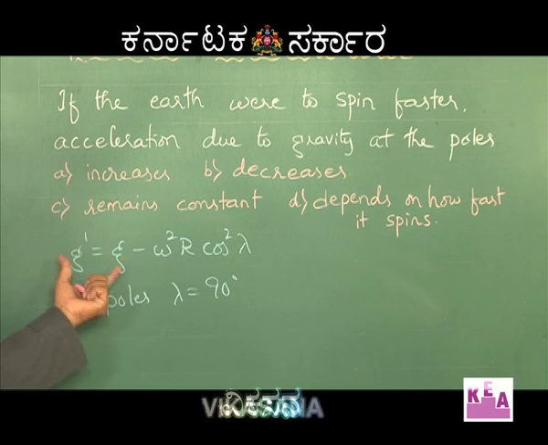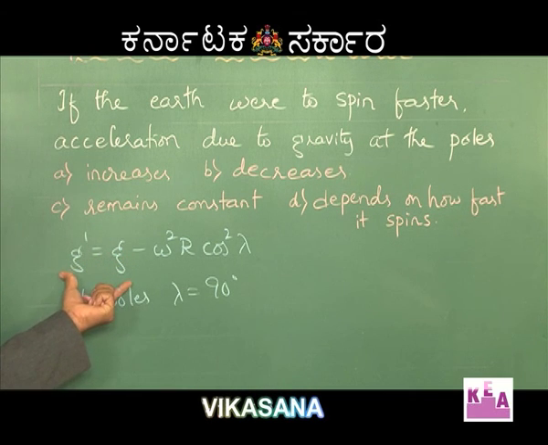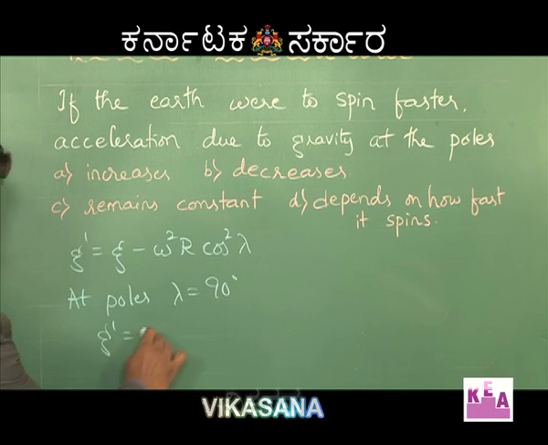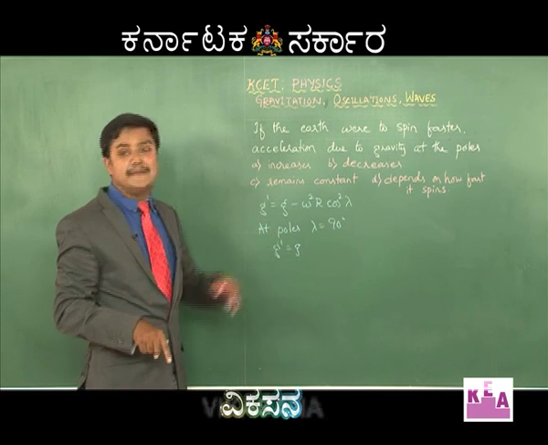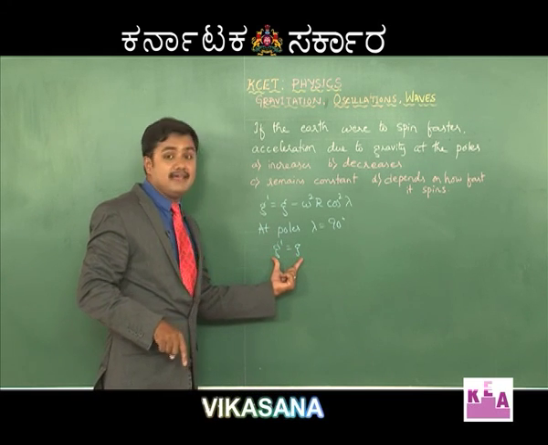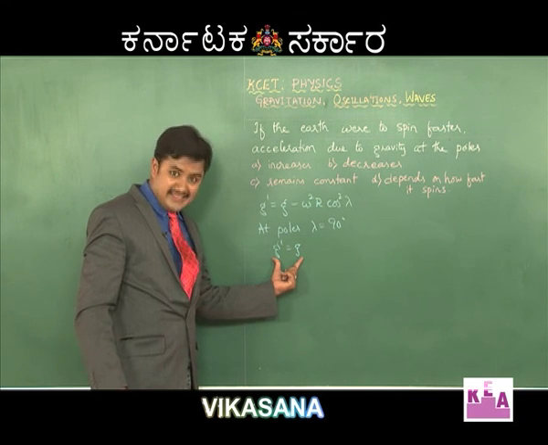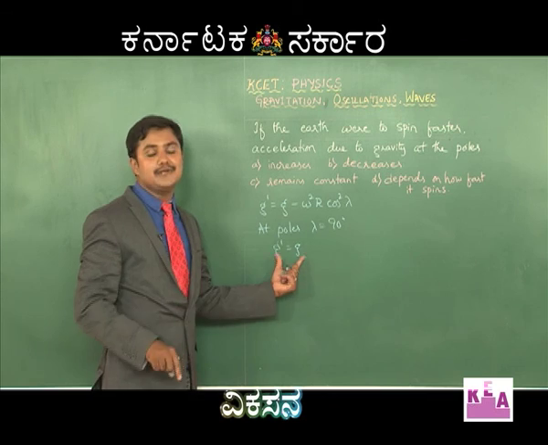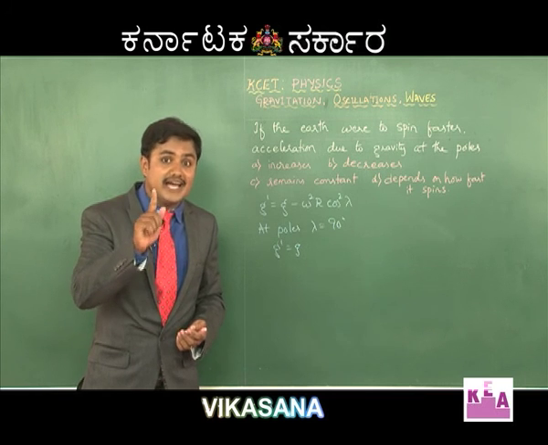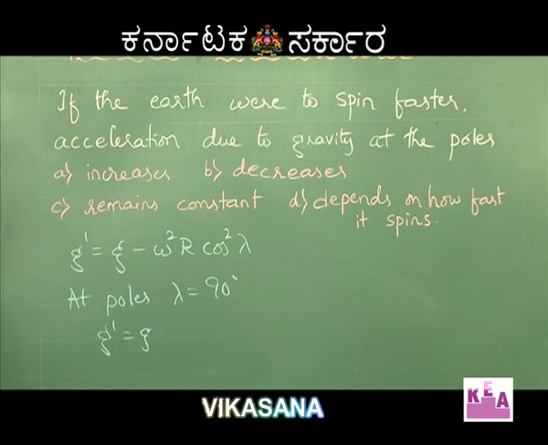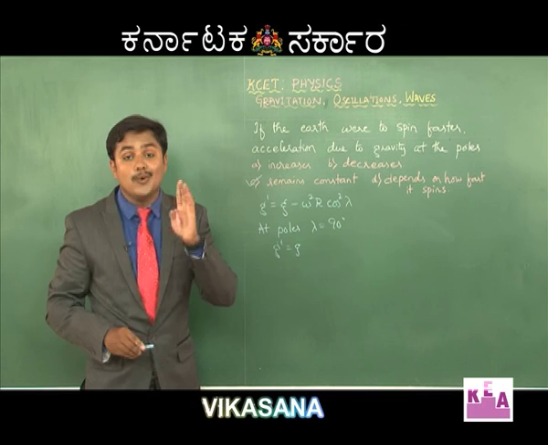Students are supposed to know the value of g at poles. The question is, if g dash is g at poles, then how does omega affect the value of g? Since there is no term called omega in the expression for g dash at poles, obviously omega has got no effect on the value of g at poles. So the answer should be obviously g remains constant, or in other words, g doesn't depend on the speed of rotation of earth. Remember, this is true only for poles.